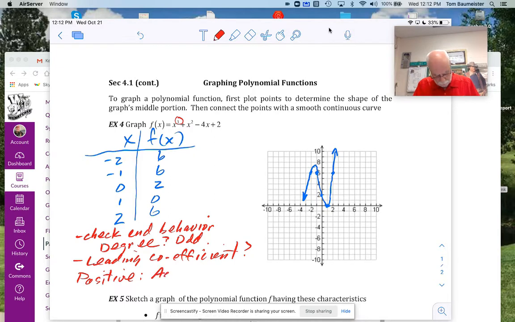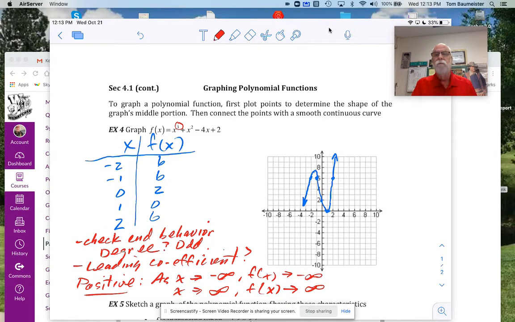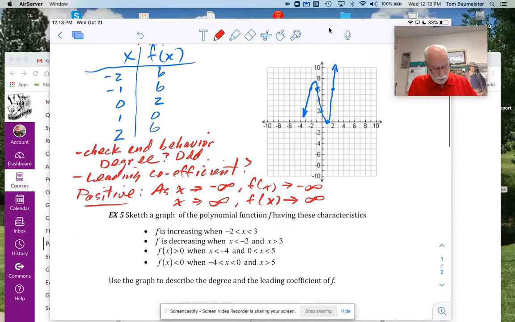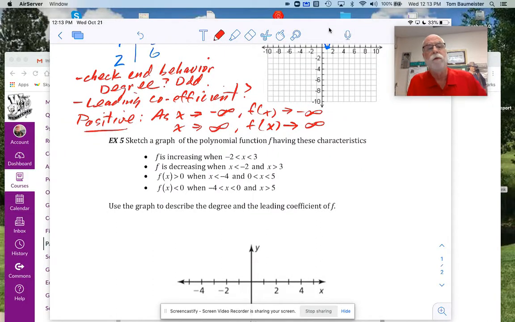So as x goes to -infinity, from yesterday, we learned that f of x should be going to -infinity. And we learned that as x goes to positive infinity, when the leading coefficient is positive, f of x should be going to positive infinity. And if you look at it on this one here, that is exactly what it's doing, so we're good.